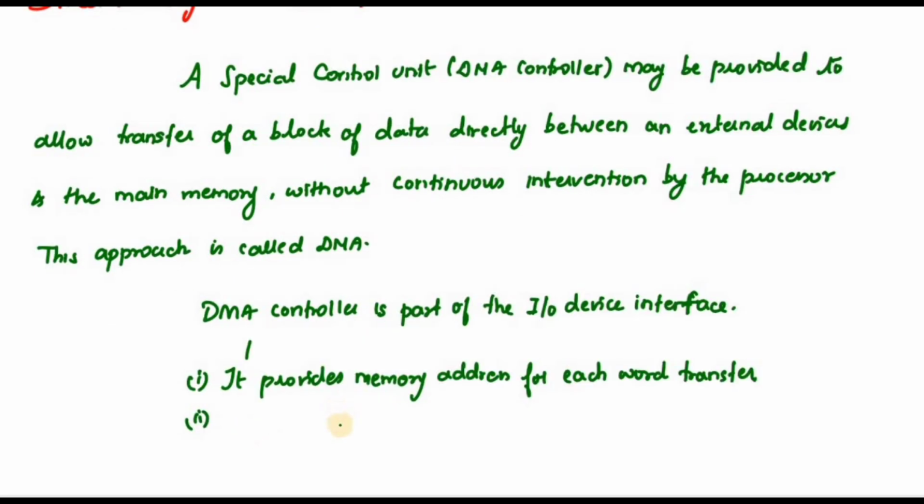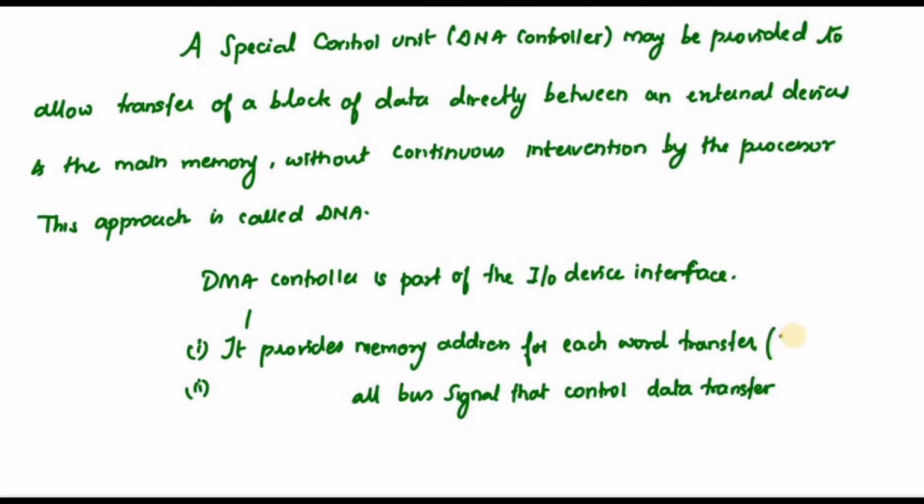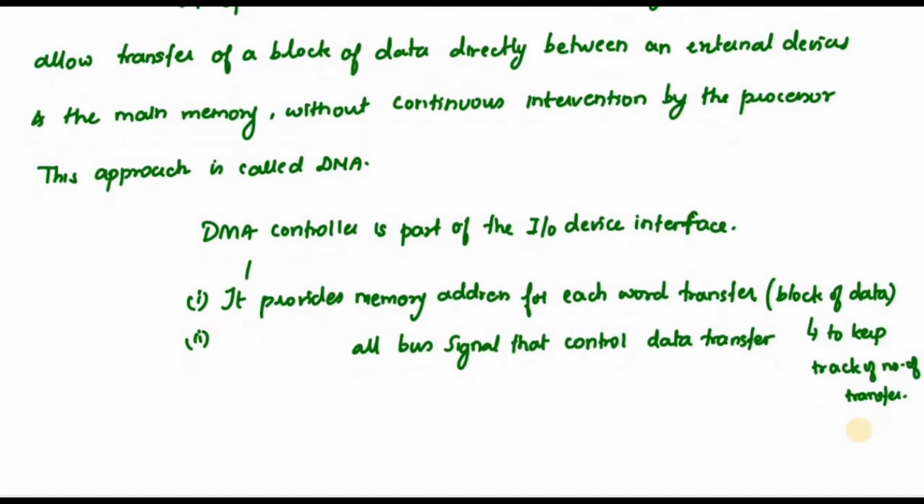The DMA controller is a part of an input-output device interface. It provides the memory address for each word transfer, and it also provides all the bus signals that control the data transfer. So generally it transfers a block of data. In order to keep track of the number of transfers, it has to provide the memory address location.